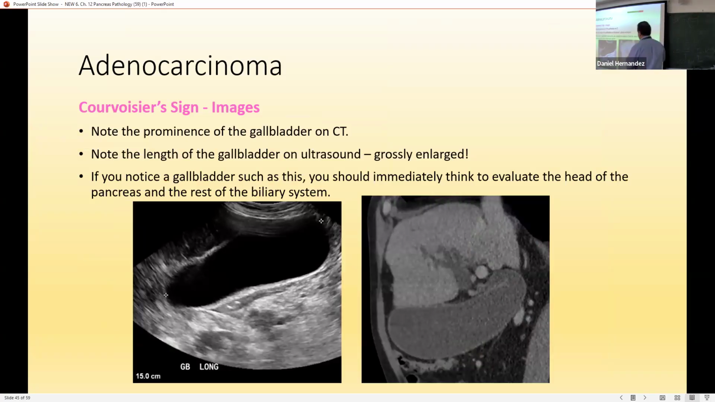This is just showing an ultrasound picture of a very large distended gallbladder. This is 15 centimeters, so that's ginormous. The liver should be around 15 centimeters or even less, just to give you a perspective. Here's a CT showing that very large gallbladder going all the way across. So Courvoisier's gallbladder, Courvoisier's sign.